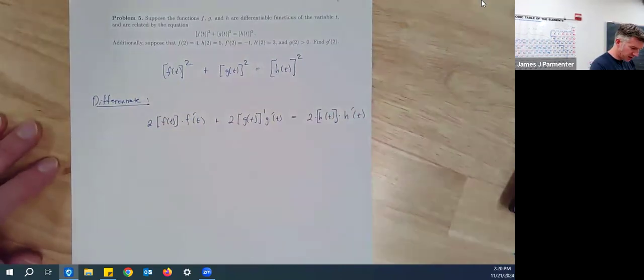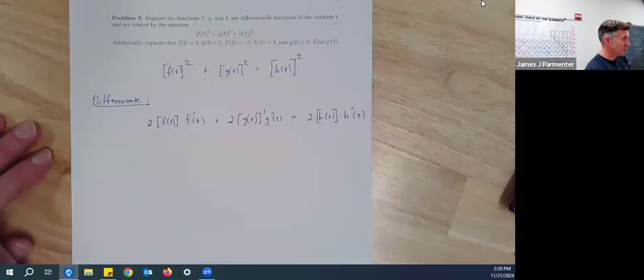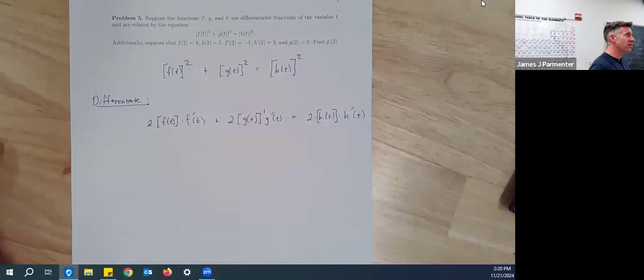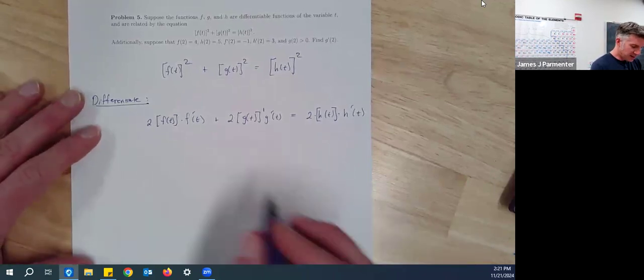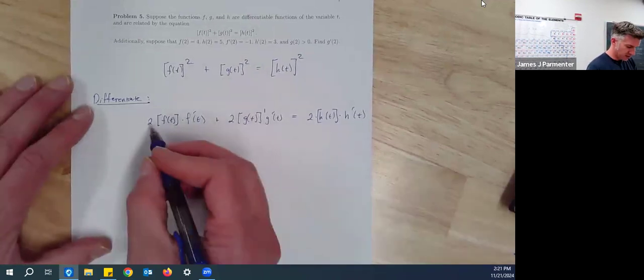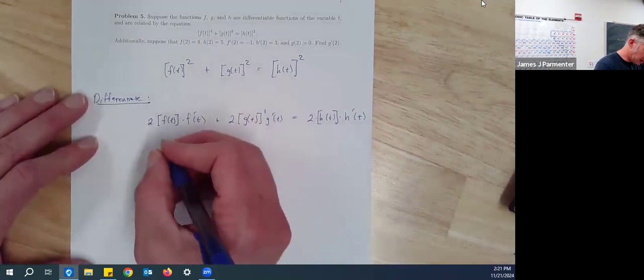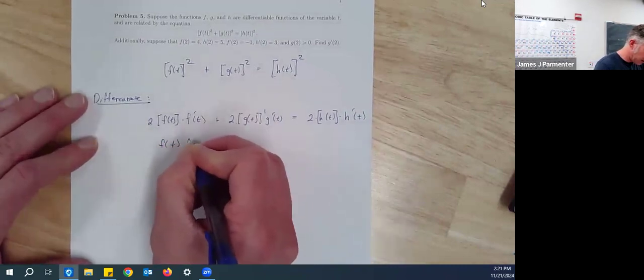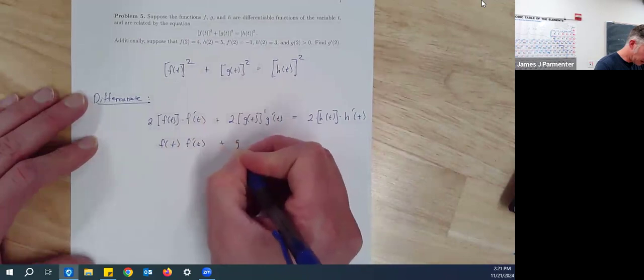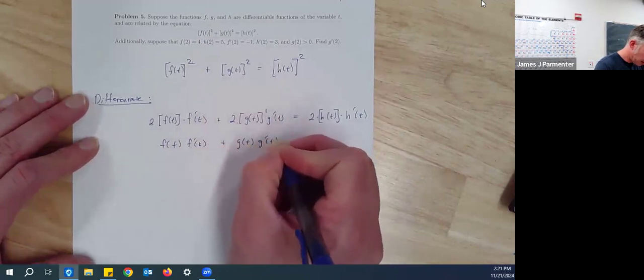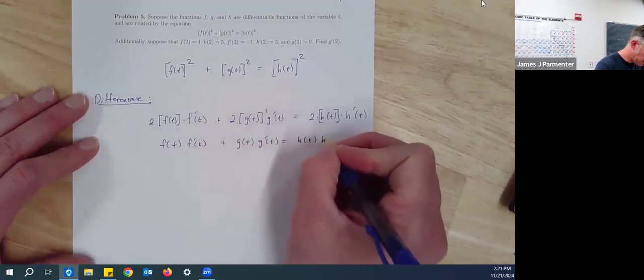And we're trying to find g prime of 2. So I guess what I'm going to do now is just plug in 2 for t. But I can't just do it for one t. I have to do it for every t. Let's divide everything by 2. We don't need this 2, this 2, and this 2. If we divide both sides by 2, that's a totally legit thing to do. So we just have f of t times f prime of t plus g of t times g prime of t equals h of t times h prime of t.